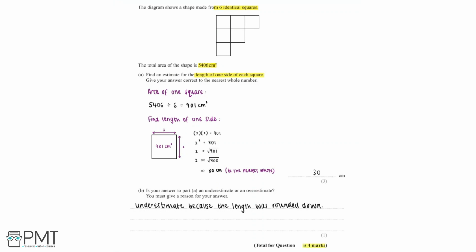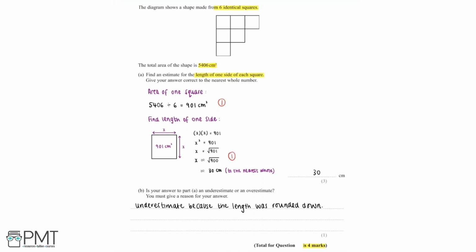Now this question is worth 4 marks. We get the first mark for finding that the area of one square is equal to 901 centimeters squared. We get the second mark for finding that x is equal to the square root of 901, which is approximately equal to the square root of 900.